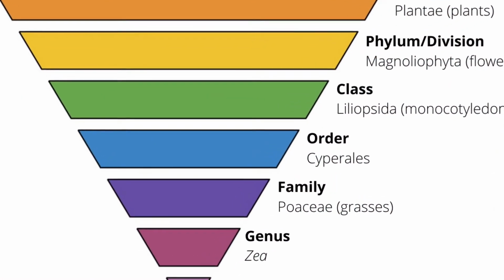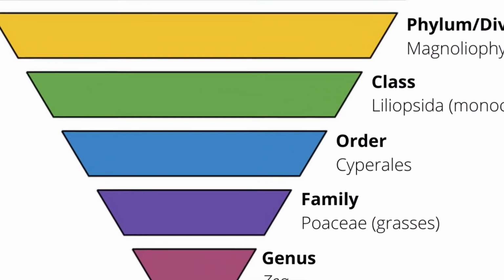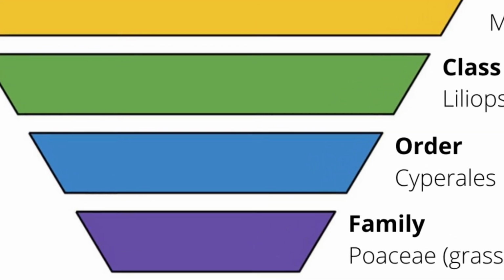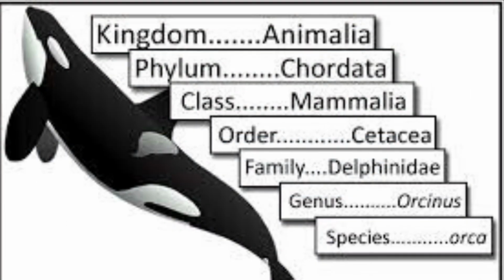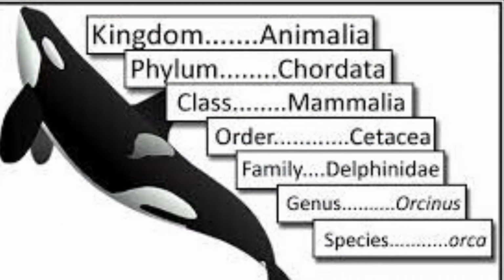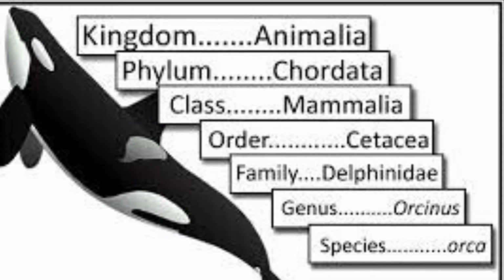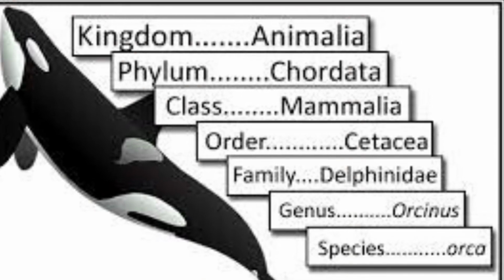Order is the 5th level of classification. The total amount of orders are around 420 to 450. Family is the 6th level of classification. There are around 5,000 categories of family. Family is very narrow and can be used to get closer to find a certain species, but not as narrow as genus or species.